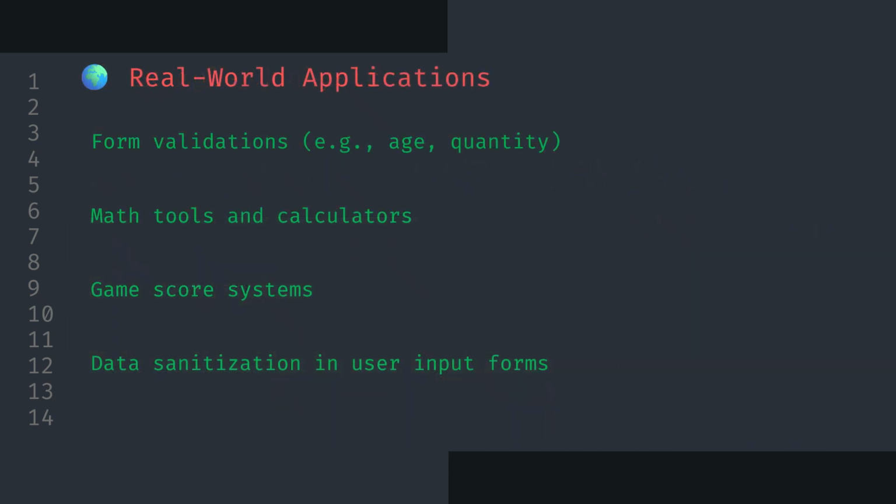Natural number checks are essential in the real world. Think of forms, game scores, and anywhere you expect positive whole numbers. They help prevent bugs and ensure data integrity. Let's wrap up what we've learned.